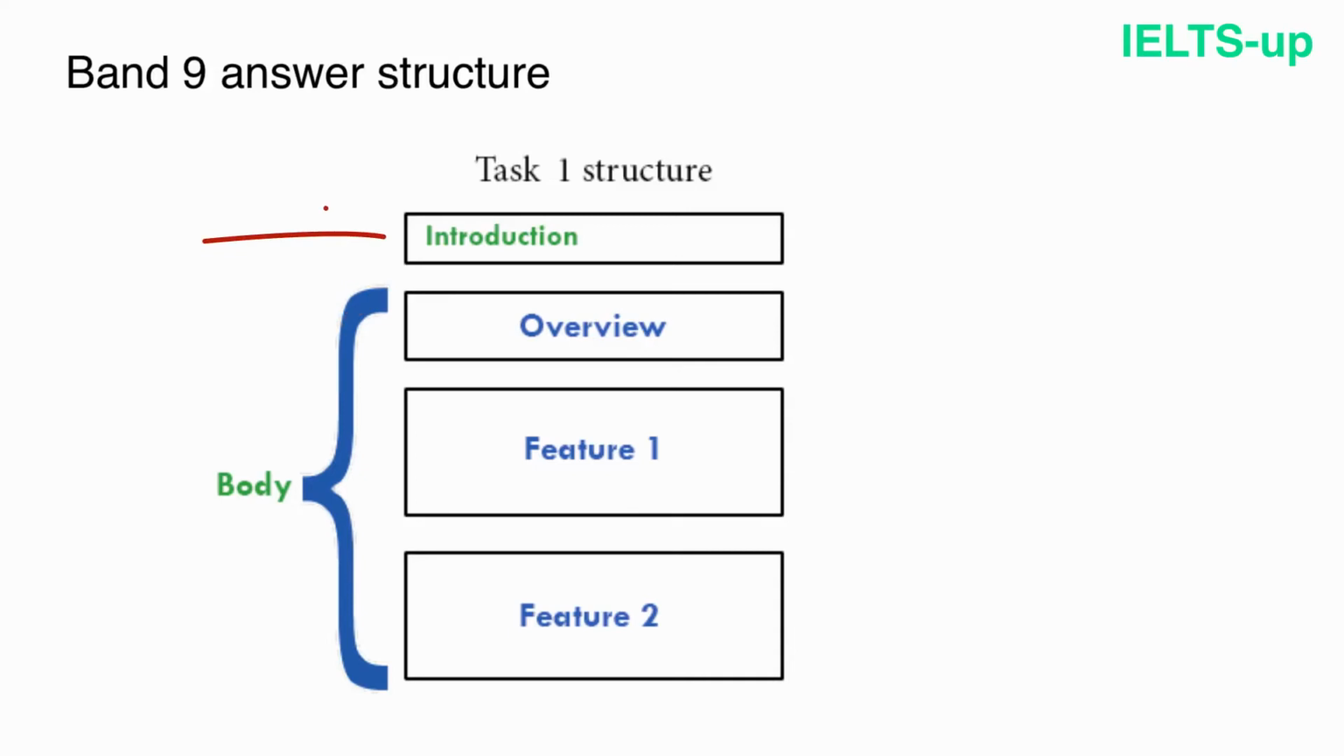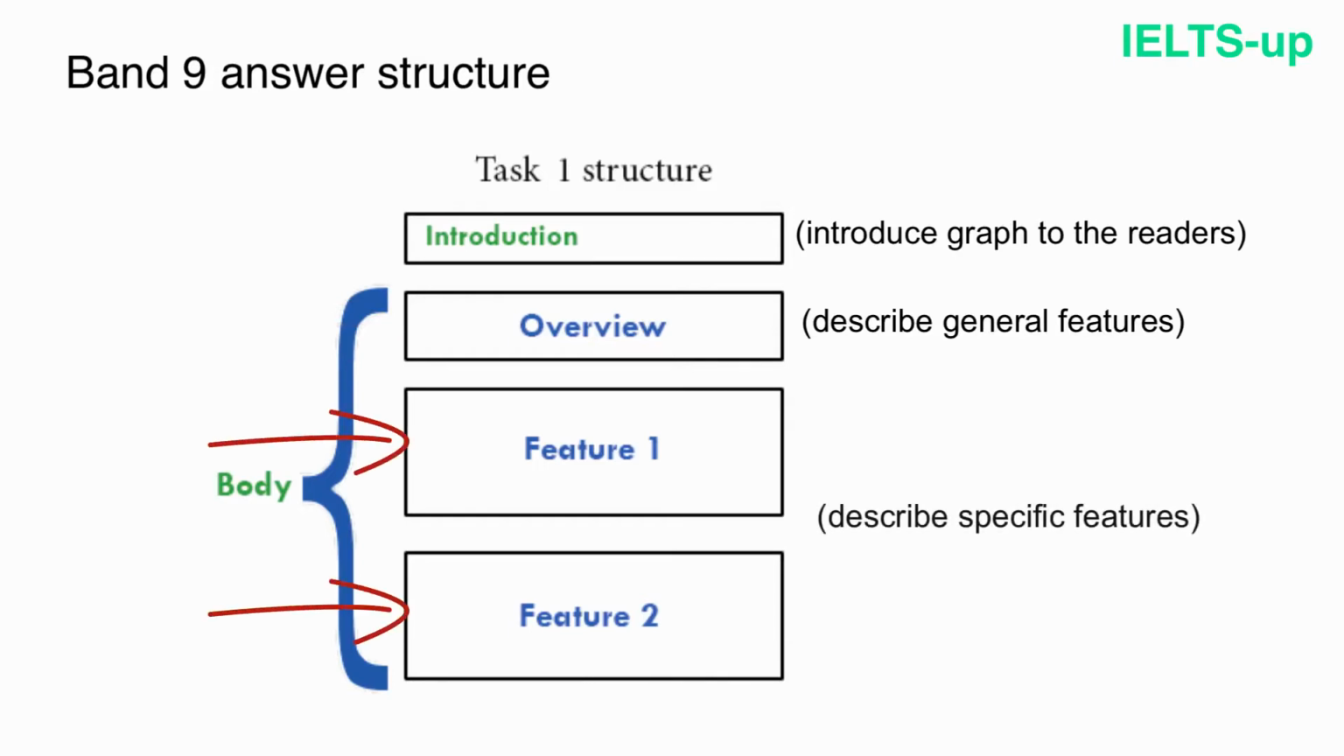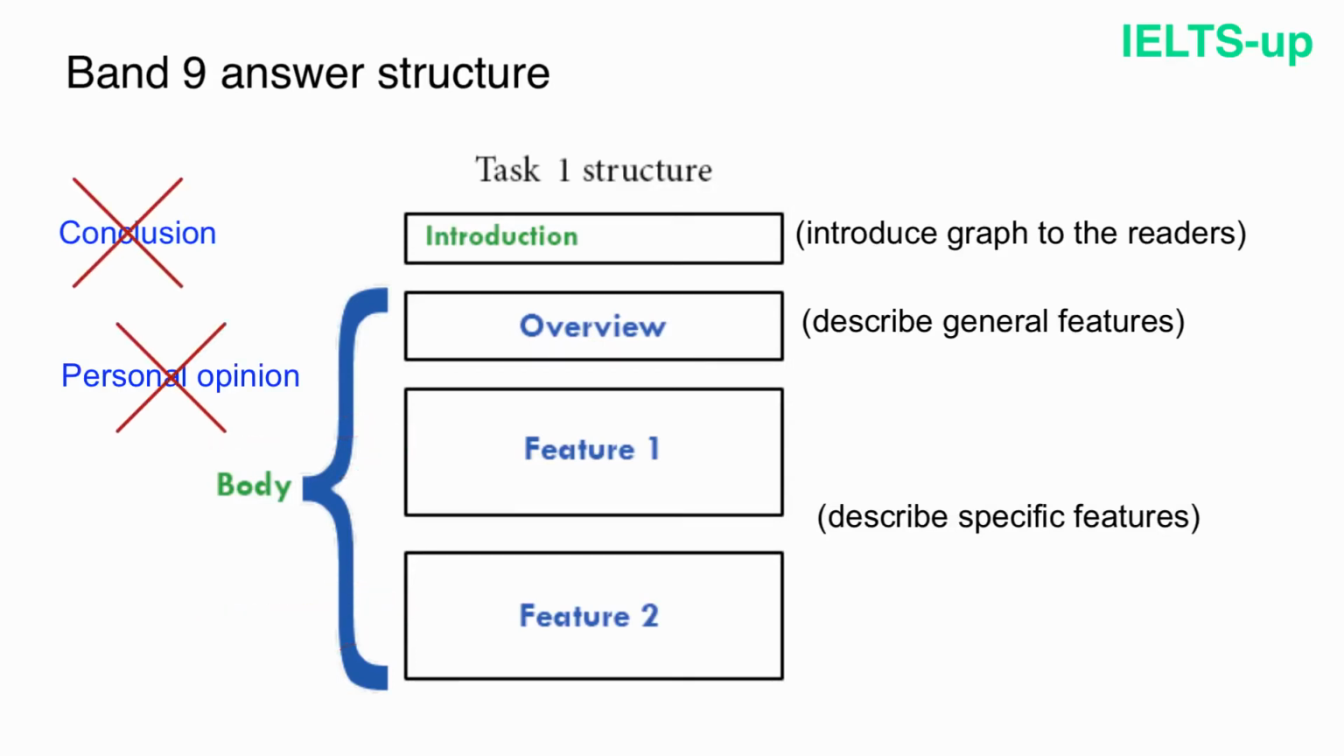Your first paragraph is an introduction. You should introduce your graph to the readers there. Your second paragraph is an overview. There, you should describe some general features of your diagram. After writing the overview, you should describe specific features of the diagram, each in a separate paragraph. Never ever write conclusions or a personal opinion in Writing Task 1. Your task is to describe the given data, not to give your opinion.